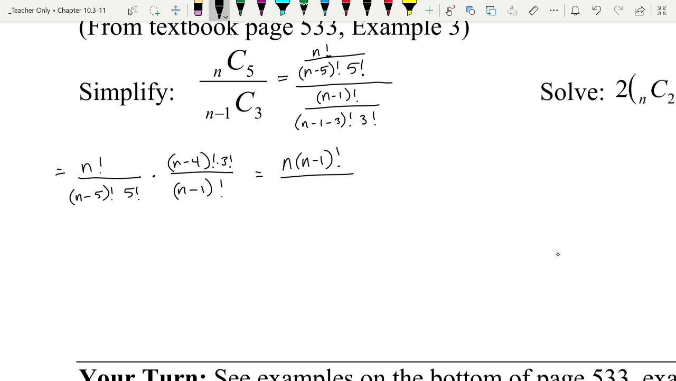And I'm going to say that n minus 4 factorial on the top here is n minus 4 times the next number smaller, which is n minus 5 factorial. And then there's still a 3 factorial on top. And then on the bottom, I'm going to leave n minus 5 factorial alone, but I'm going to break 5 factorial into 5 times 4 times 3 factorial.